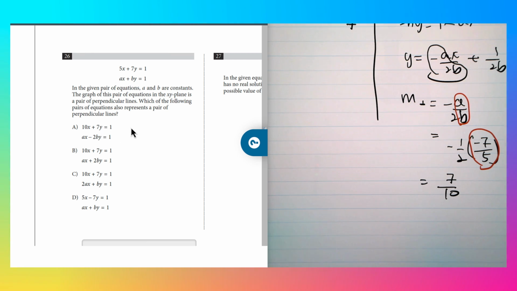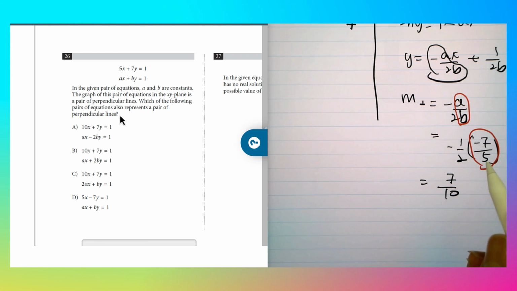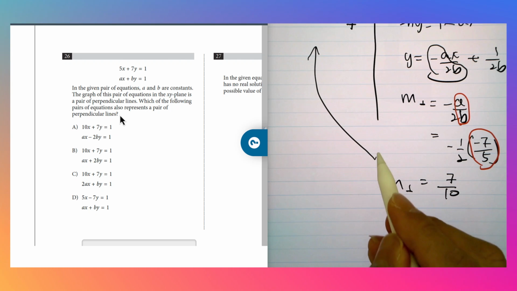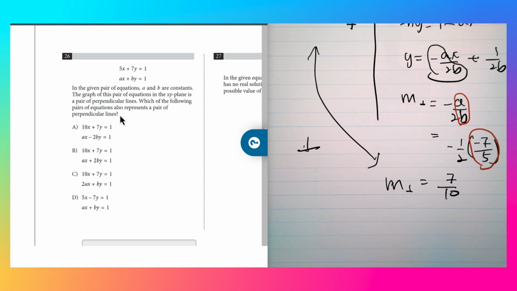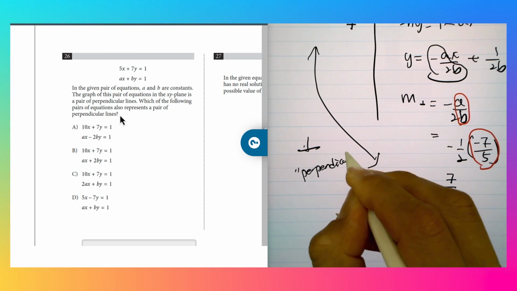These are related. By plugging in the a over b ratio we got from the top equation, we get 7 over 10 because negative times negative is positive. We have 10, and you can now confirm that these two are perpendicular. This is a perpendicular sign you learn in geometry.